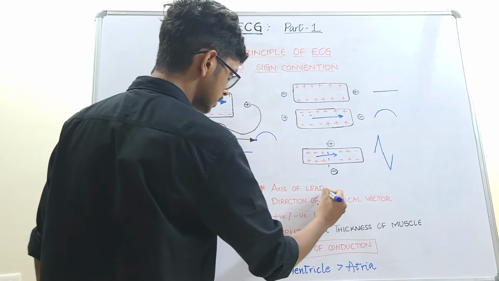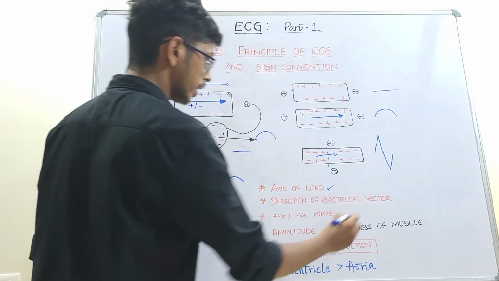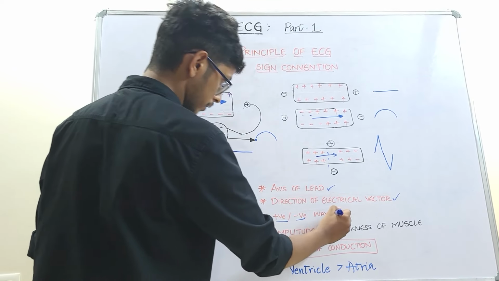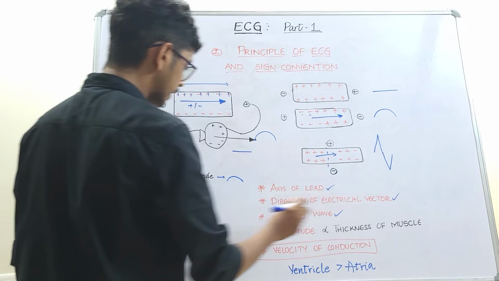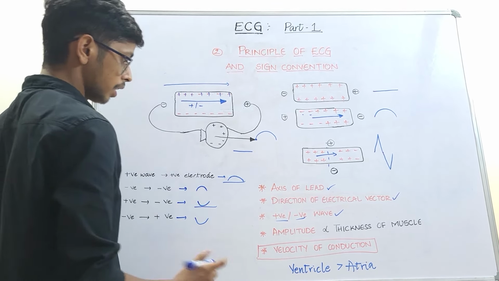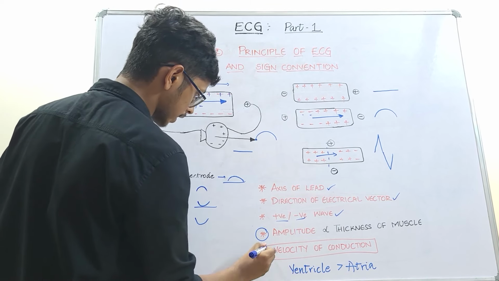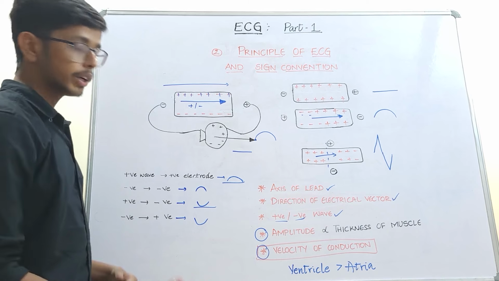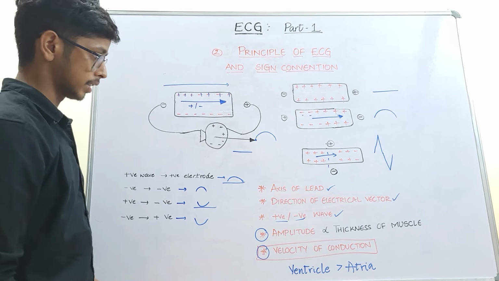Till now we have discussed the axis of the lead, the direction of the electric vector, and whether it is a positive or negative wave, and all these factors influencing the positive deflection or the negative deflection. Now we have to consider two more factors, guys, which are the amplitude and the velocity of conduction.